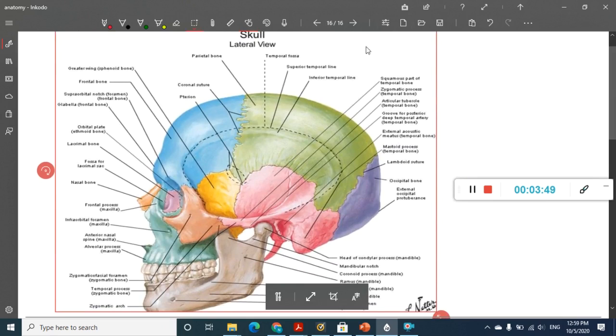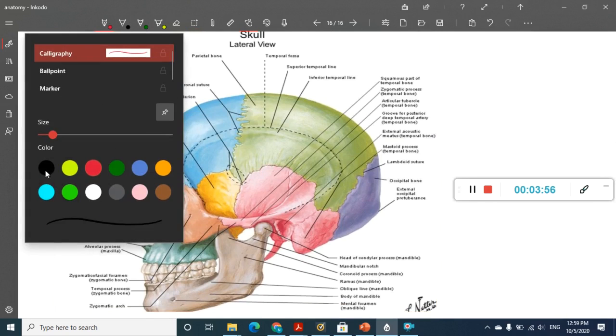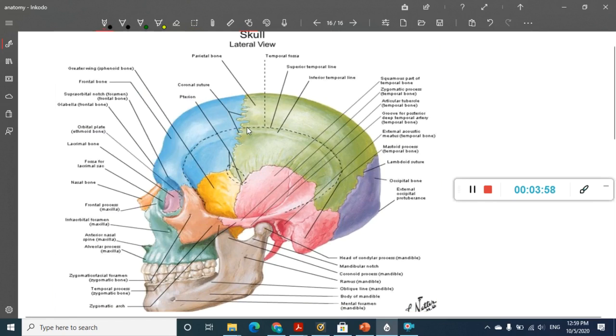Now let us learn about the features of the lateral view of the skull. We have learned about the bones, now let us see the features. The main important features in the lateral view of the skull are the temporal lines. We have two temporal lines. This temporal line commences from the frontal process of the zygomatic bone.